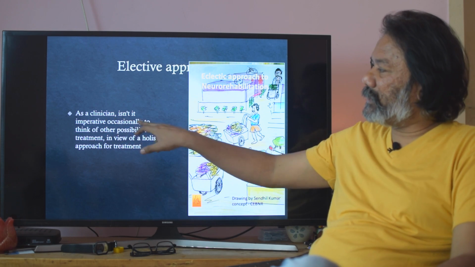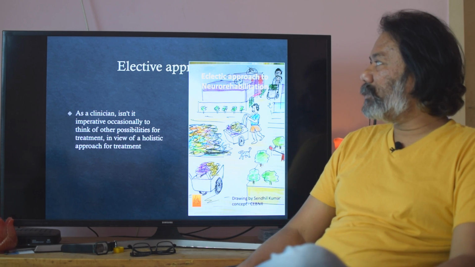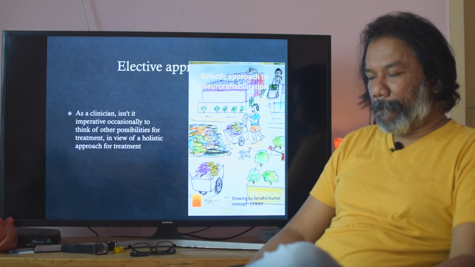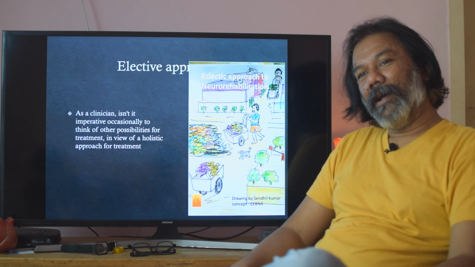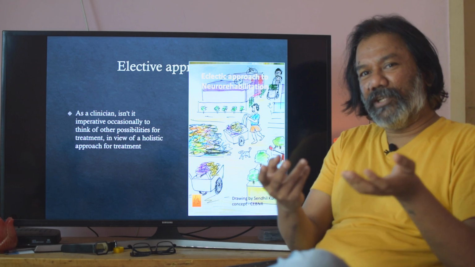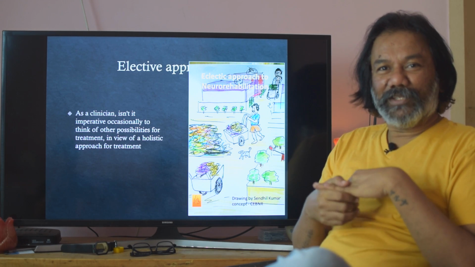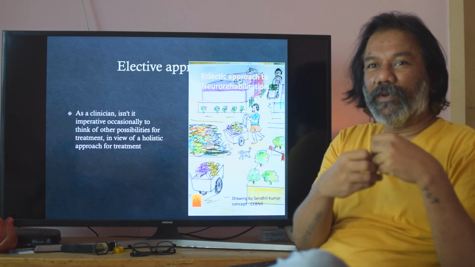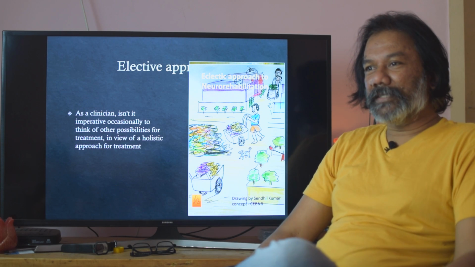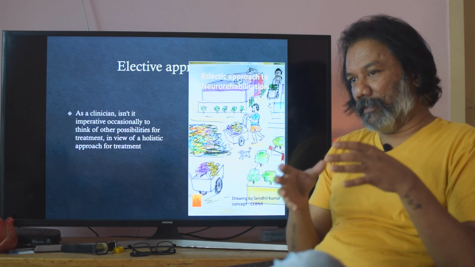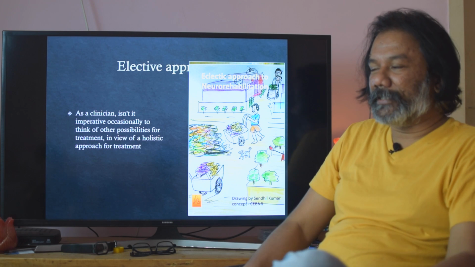Okay, as a clinician, is it imperative occasionally to think of other possibilities for treatment in view of a holistic approach for treatment? What they mean by holistic approach is what we call an eclectic approach, I suppose. Prakash told me a wonderful example. If I ask you to go and buy a phone, I suppose there are only two options for you now, either a smartphone with Android or a smartphone with iOS, that is your Apple. Nobody is going to go and get a non-Android phone, although sometimes my smartphone will not work, so I will have a backup, the old Nokia phone. What it means is, if we know that the smartphone is the best option for me, why am I going to buy a non-Android phone which you can get for 100 rupees or 1000 rupees?